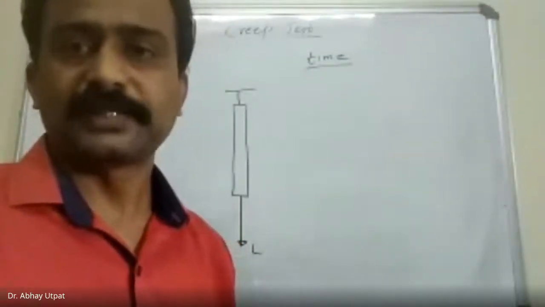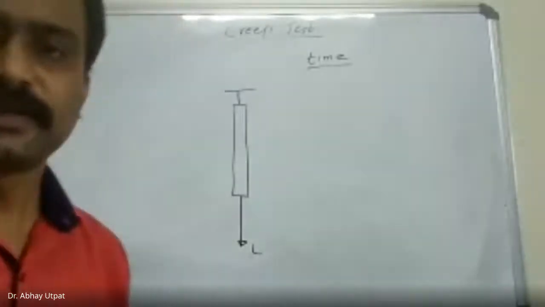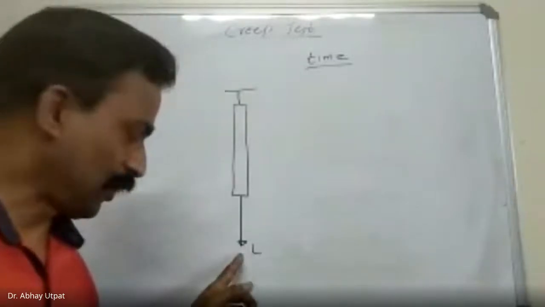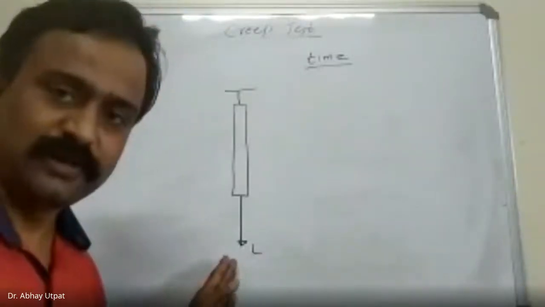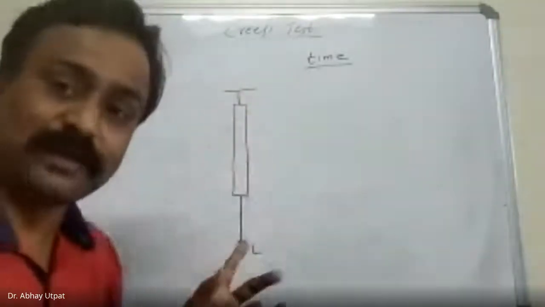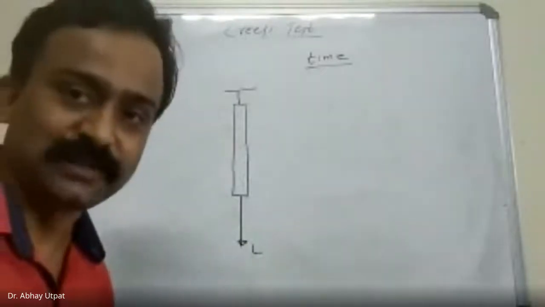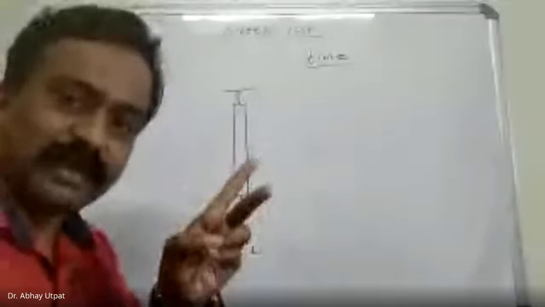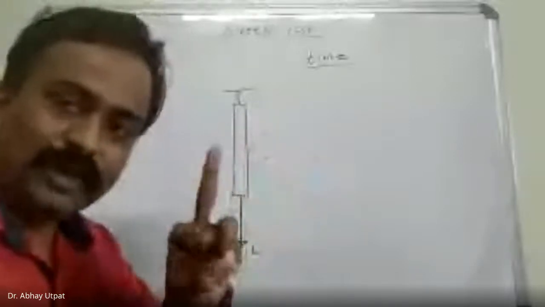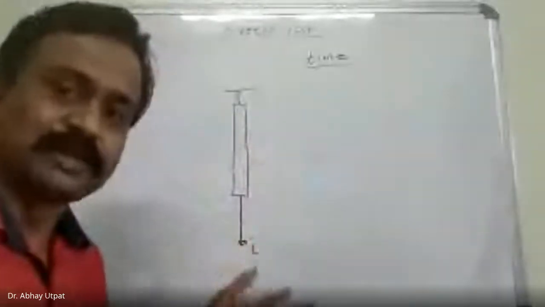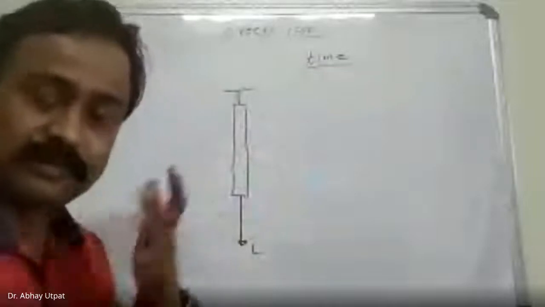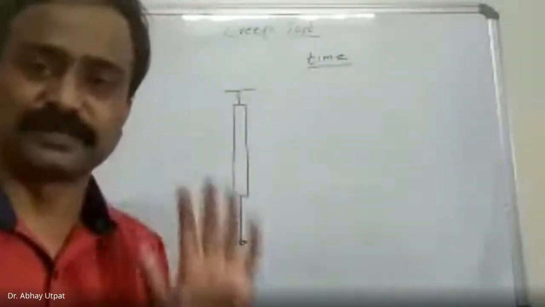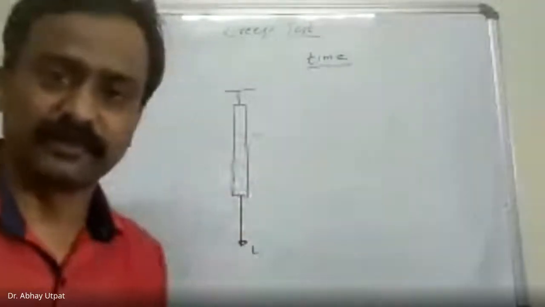Correct. Temperature. Absolutely correct. So if I keep this bar at constant load at room temperature, it will remain there for years together. But I want to observe the deformation in it. Then I have to increase either of the two. Either I have to increase the load, or for the same load, I have to increase the temperature. Now, let us do the experiment by going on increasing the temperature.